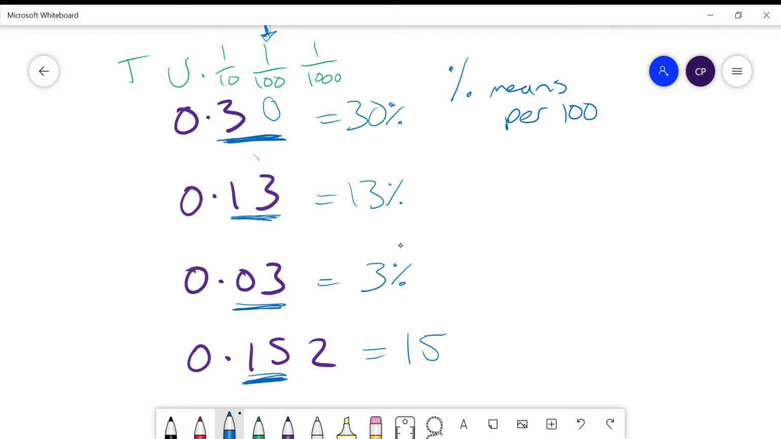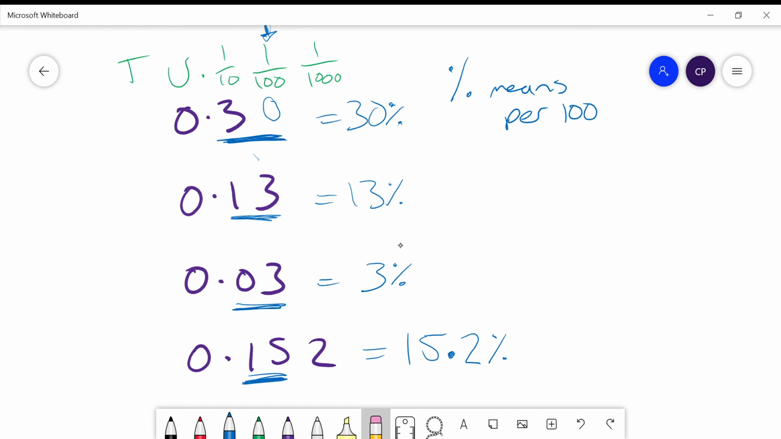But I can't completely ignore the 2. I know I've got 15%, but I've got the extra bit too. I've got that little 0.2. So it's 15.2%. And that's as hard as that will get. Hopefully that has made that a little bit easier. So remember, if you've got decimals, we're trying to read the per hundreds. We need the hundredths column, and that means it's percent then.